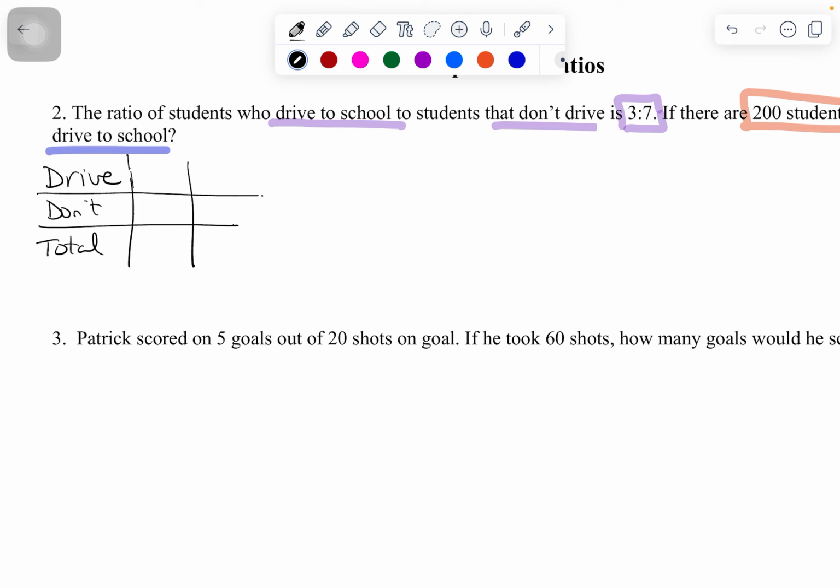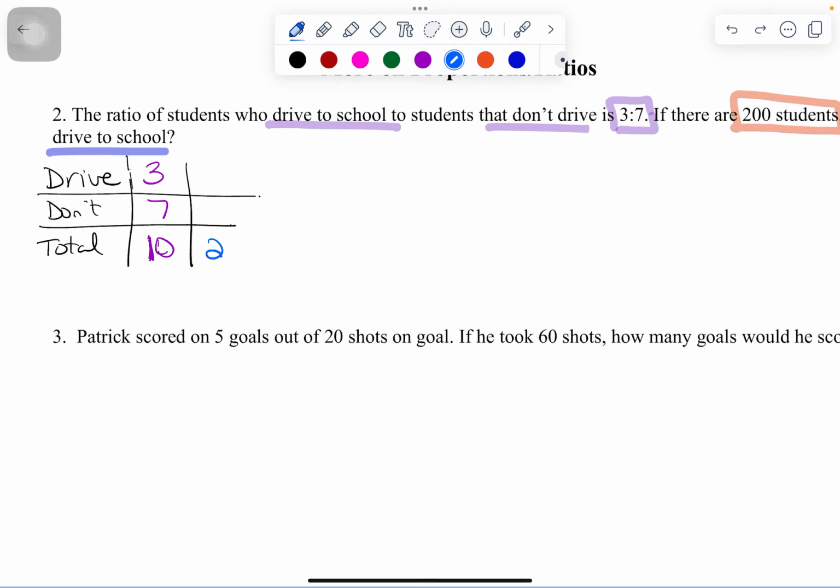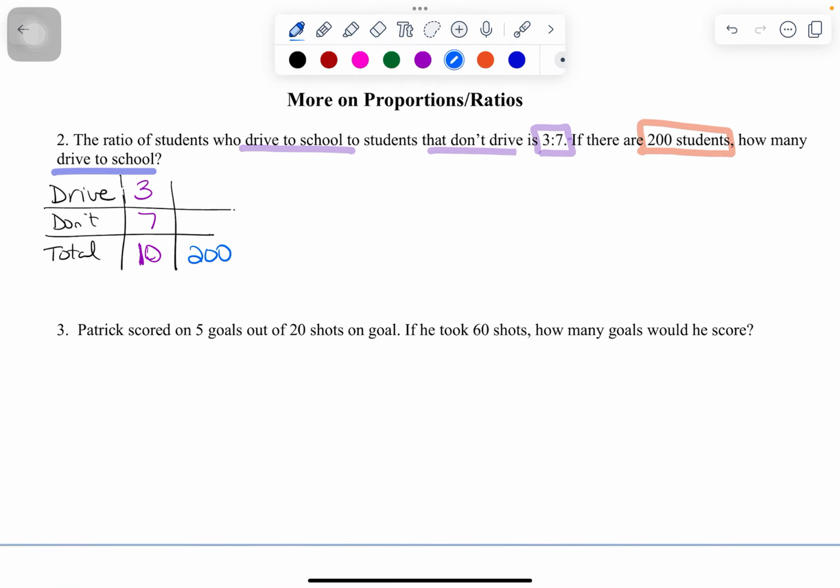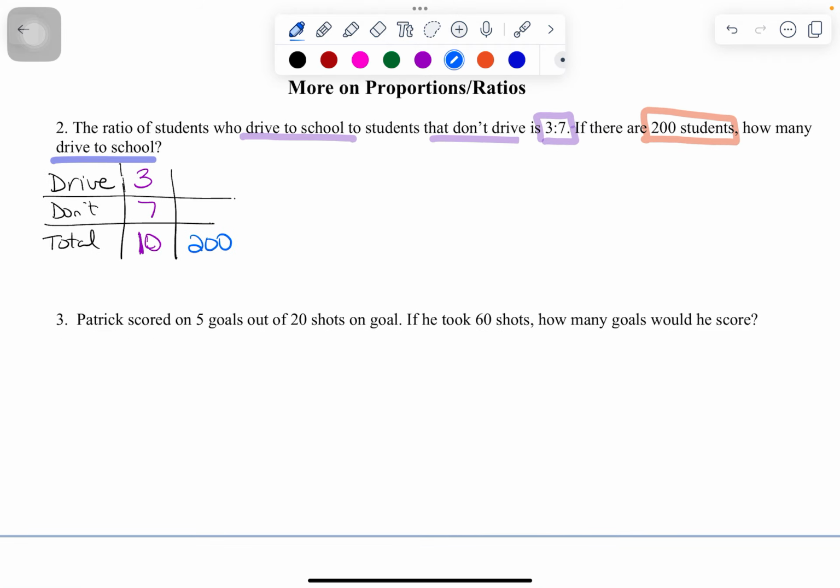So this is my little tic-tac-toe board of fun. And I'm going to fill in my ratio. Let's see, the drive to school is 3. Don't drive is 7. If I add those up, I'm going to get a total of 10. Okay, so 3 plus 7 makes the 10. Now, there actually is a total of 200 students. And hold on, undo, back up. There we go. Okay, there's a 200. And I want to know how many do actually drive to school. So I'm going to put my X there, which means that this part in the middle I don't care about.